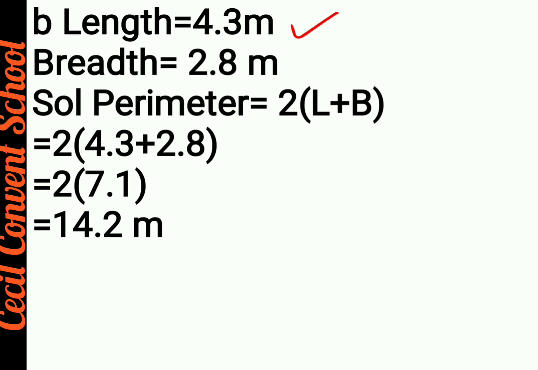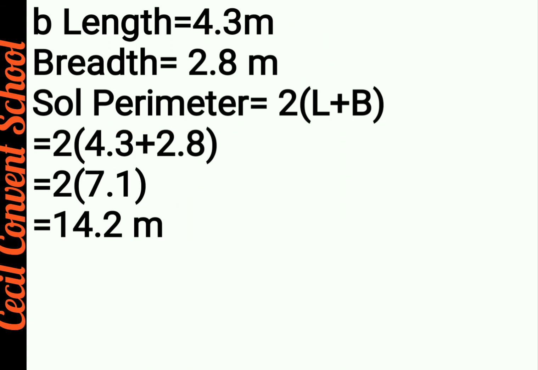Here length is given, breadth is given. When length and breadth are given, we have to find perimeter. So the perimeter formula you have already done in question 4. That is 2 into L plus B. So 2 into L value is 4.3 plus 2.8. When you add it, answer is 7.1. So 2 into 7.1, answer will be 14.2 meter.